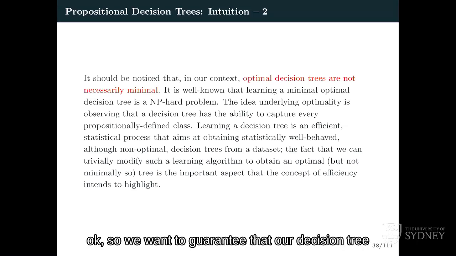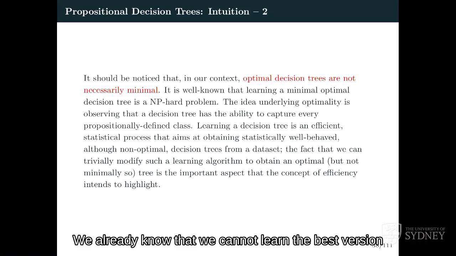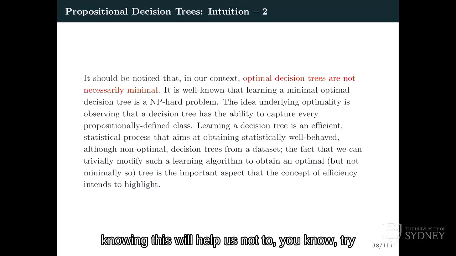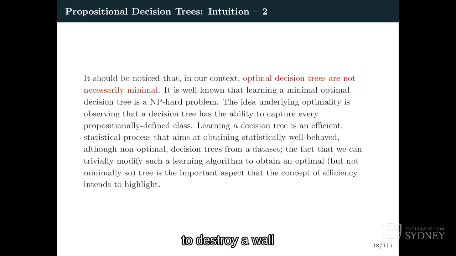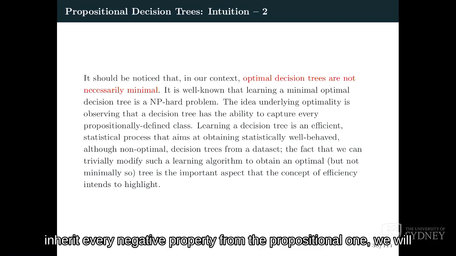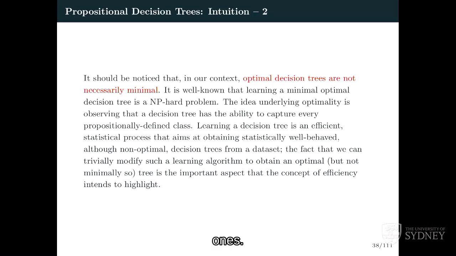Okay? So we want to guarantee that our decision tree can express every kind of knowledge and that it can learn in an efficient way. We already know that we cannot learn the best version of this, the minimum one, because it's NP-hard. Knowing this will help us not to try to destroy a wall when we do this at the model level, because we inherit every negative property from the propositional one. We can only hope that we can maintain the positive ones.